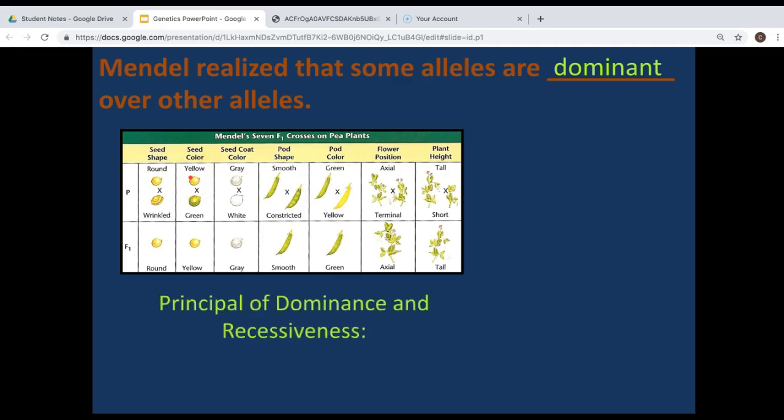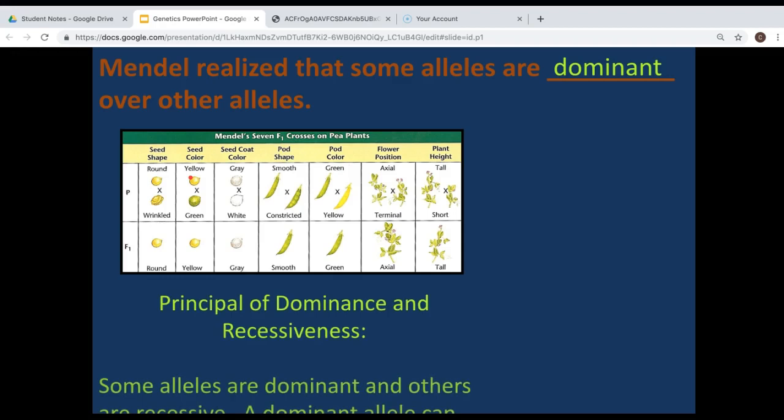Okay, so this is the principle of dominance and recessiveness. And I want you to write this. It just tells us that some alleles are dominant, some are recessive. The dominant allele can cover up or mask a recessive allele. That is why when Mendel bred the tall plant with the dwarf plant, we got a tall plant, because the tall plant was dominant and it masked, covered up the dwarf allele. So go ahead and write that for me. And I'll do the same.